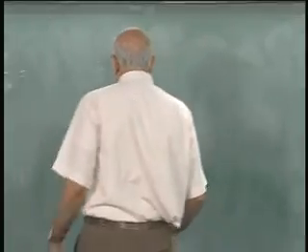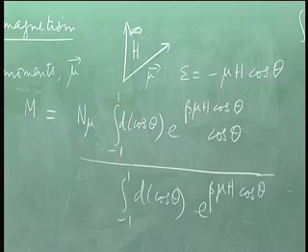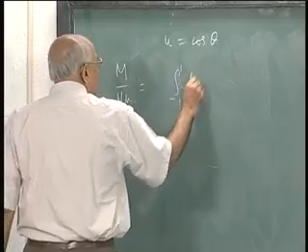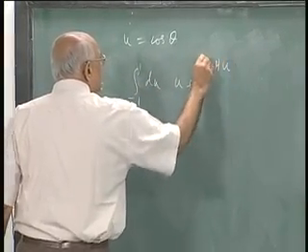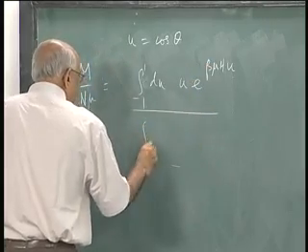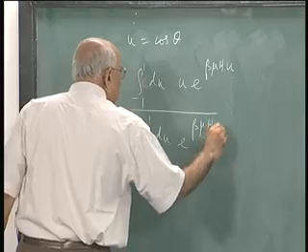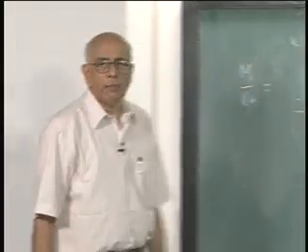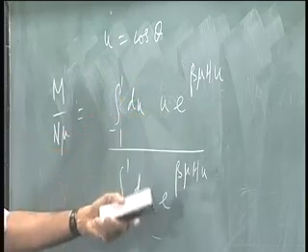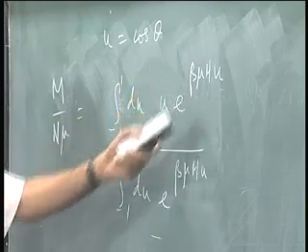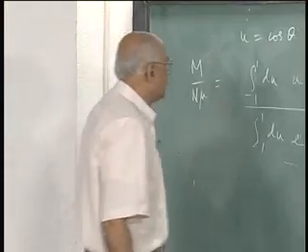So I have an integral. Let us put u equal to cos theta. So the integral from minus 1 to 1 of du u e to the beta mu h u, divided by the integral from minus 1 to 1 of du e to the beta mu h u. If you are smart, you do this integral and then say that this integral is the derivative of the denominator with respect to beta mu h. One could do that, of course, but let us just do the integral.